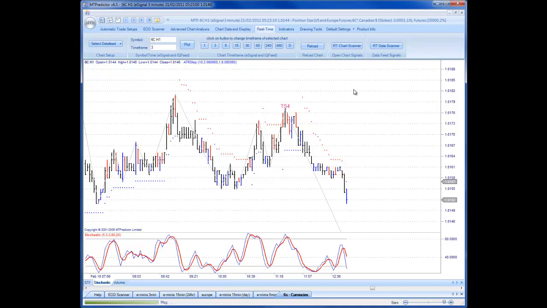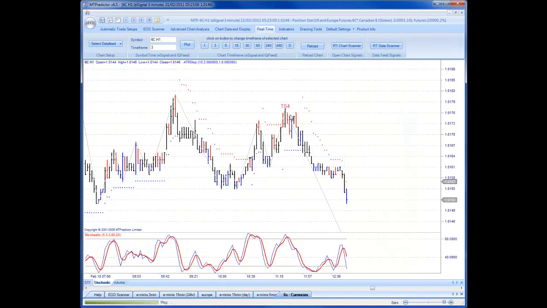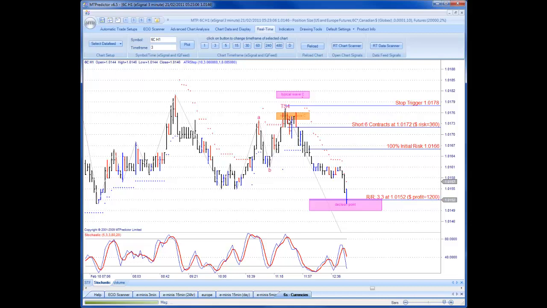Let's put the analysis on. To do this is really easy. Right mouse click, select automatic analysis, click on the coloured reversal bar here, which is a red for sell, and at the first target, you can see the market got down there nicely. At the first target it was a lovely 3.3R profit.